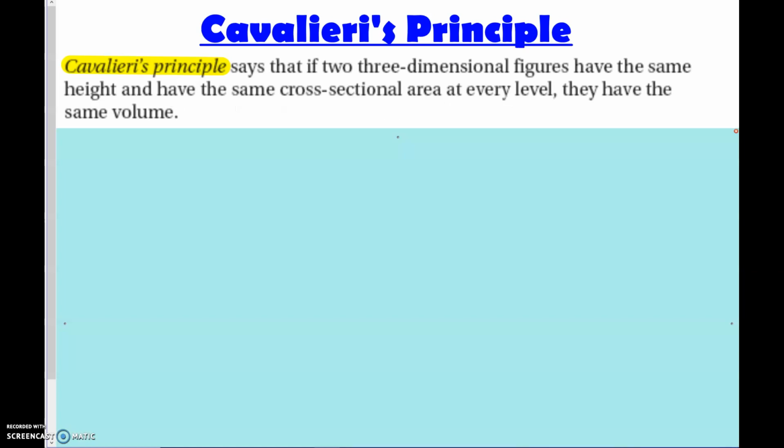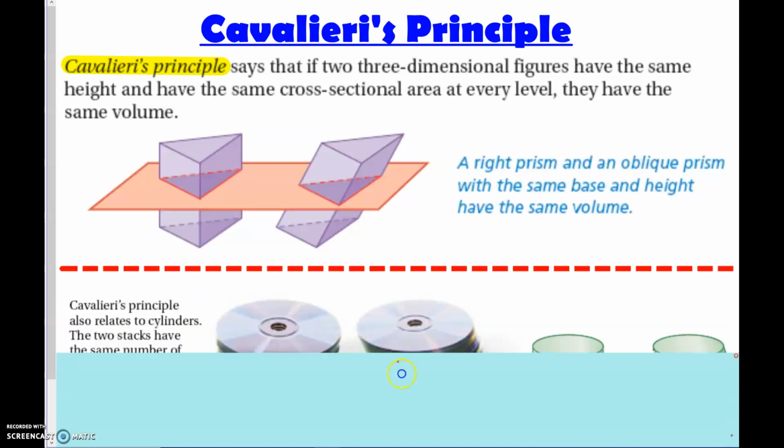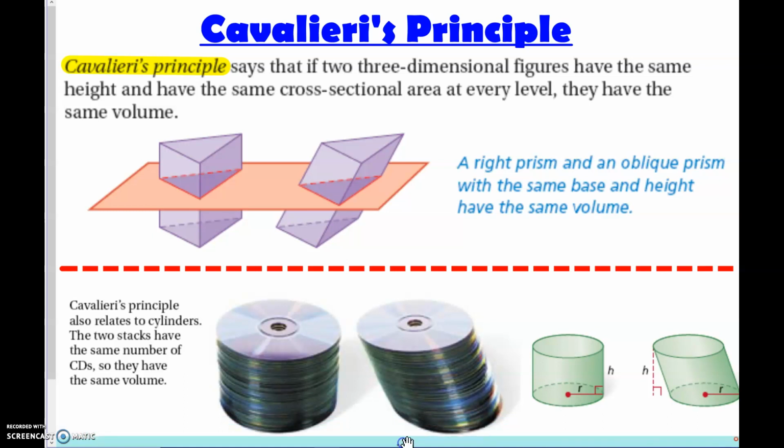So Cavalieri's principle says that if two three-dimensional figures have the same height and the same cross-sectional area, then they will have the same volume. So this has to do with those oblique figures that we were talking about.